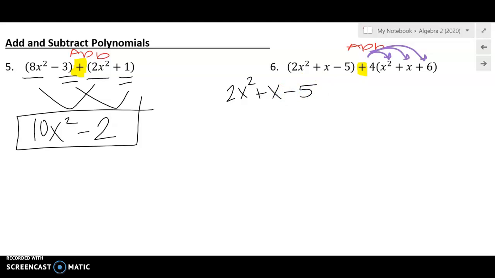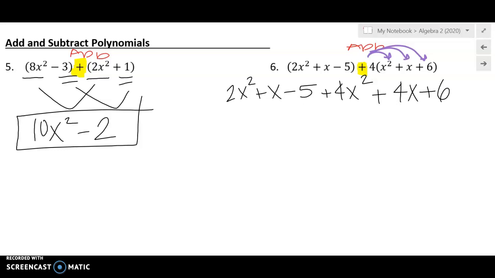So when I distribute, some things are going to get changed a little bit. It's going to become a positive 4x squared, a positive 4x, and a positive 6, because I distributed the 4 with those purple arrows. And I just wrote it out all in a line. It just looks a little bit nicer, so I don't have to keep looking back and forth.